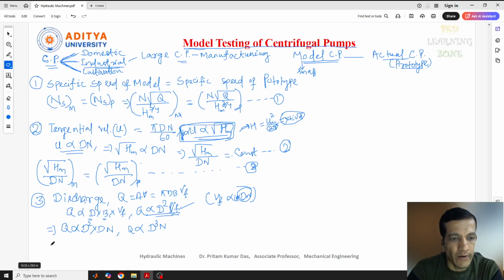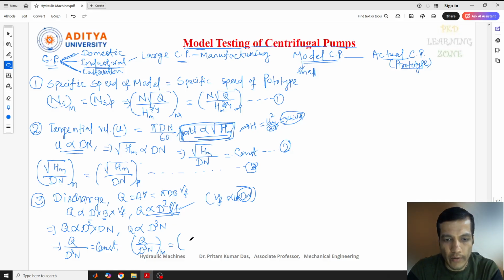Finally we can write Q by d cubed n is equal to constant, and the same constant term I can express in terms of model and prototype. So here also I can express this like Q by d cubed n for the model, and it should be equal to the prototype, Q by d cubed n for the prototype. So this is another equation, number 4.